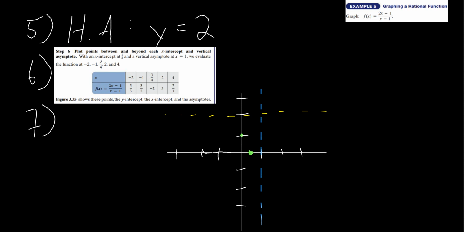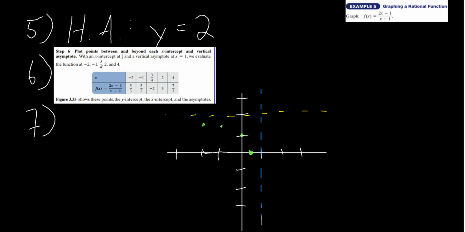Where x equals -2, f(x) is 5/3. When x equals -1, y is equal to 3/2, and so on and so forth. By plotting those points, at -2, f(x) is 1 2/3, so it should be somewhere about here. Let's put the pen back on. At -1, it's 3/2, so it's 1 1/2, so it's about right here.